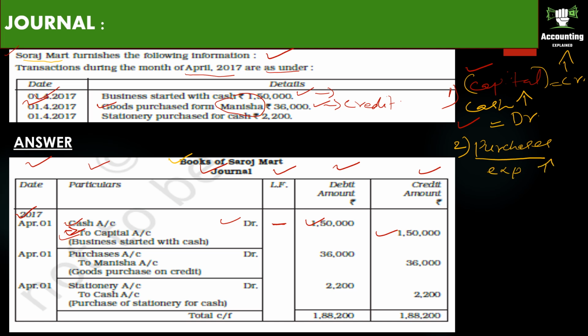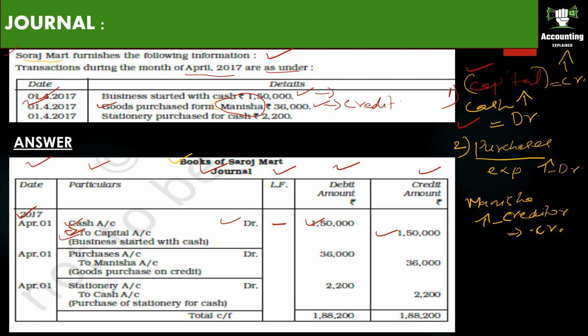When it increases, what will happen? You have to debit. Okay. And you have bought it from whom? Manisha. Since you have not paid cash, you are increasing your liability. Liability is increased, or Manisha becomes your creditor. When the liability increases, what you have to do? We have to credit. Okay. Let us see the entry.